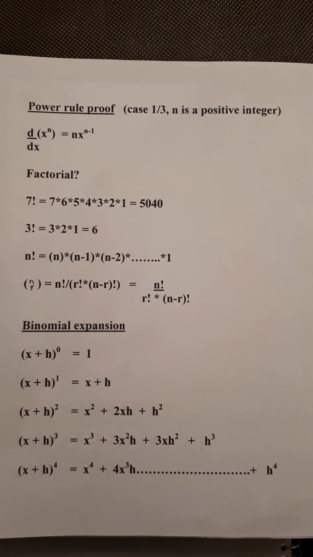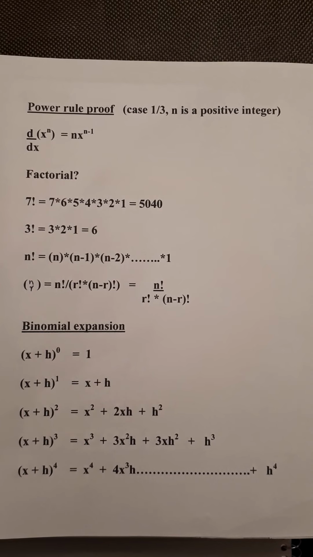To prove this power rule, in this case when n is a positive integer, that is to show that the derivative of x to the power n is equal to n times x to the power n minus 1, you must basically know several things, like the meaning of factorial.